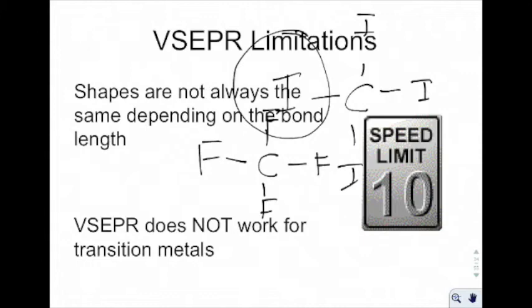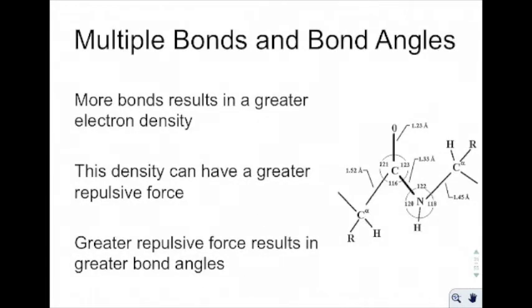Because they're physically different in shape, you can't always use it to predict the exact angles between, but you can use them to get a pretty good idea. Also, VSEPR doesn't work for transition metals.